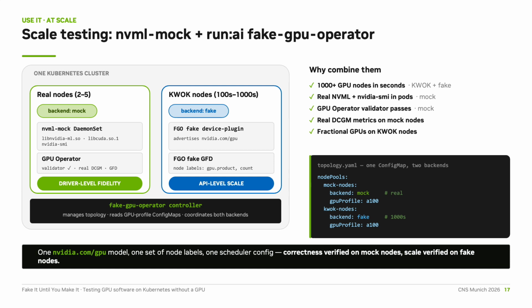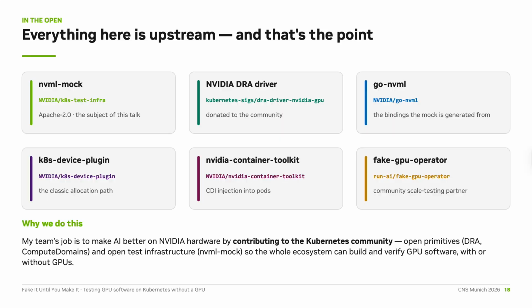Everything that we are mocking here comes from the real projects, in such a way that when you actually deploy it on a GPU node, it's the same behavior. So I invite you all to use the fake GPU operator from the Run AI team. It is open source as well. I think I have the link. Yeah, the Run AI fake GPU operator, that's the name on GitHub. And everything I've shown here is also open source. Everything we are doing at NVIDIA for Kubernetes is open source. The nvml-mock lives in the kubernetes test-infra repo. And the DRA project now lives in Kubernetes SIGs, so if you want to see it, it's already there.